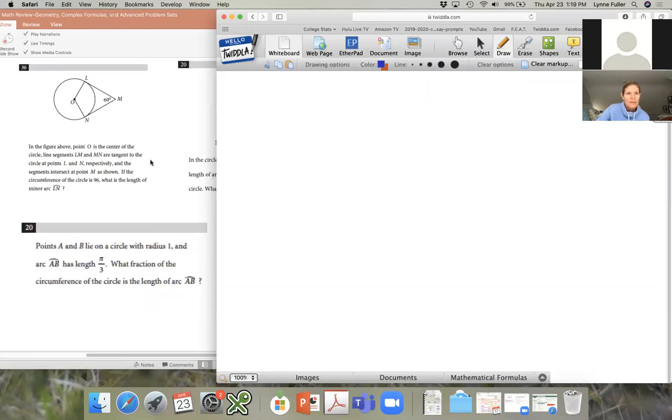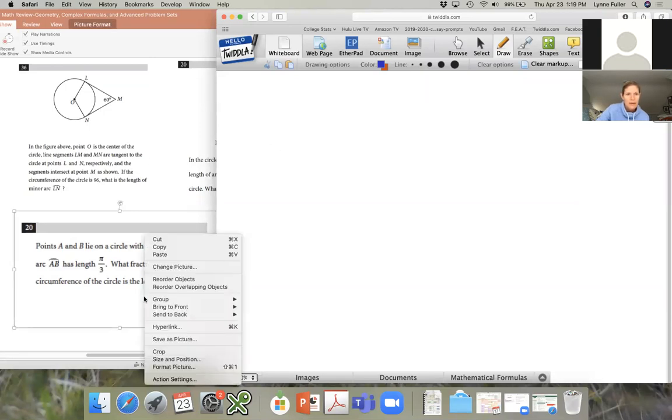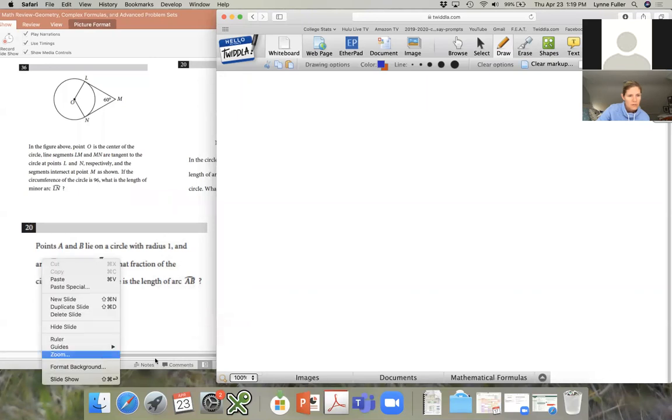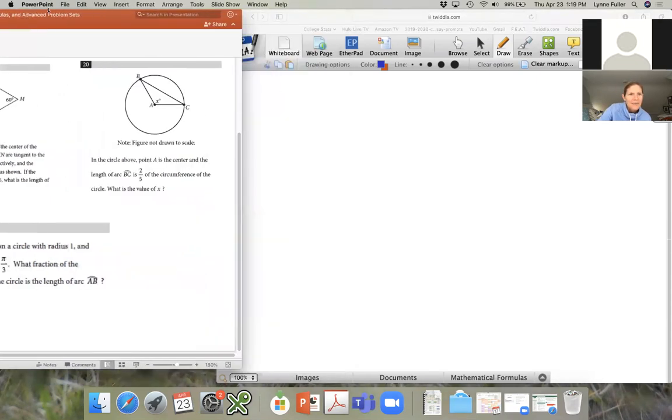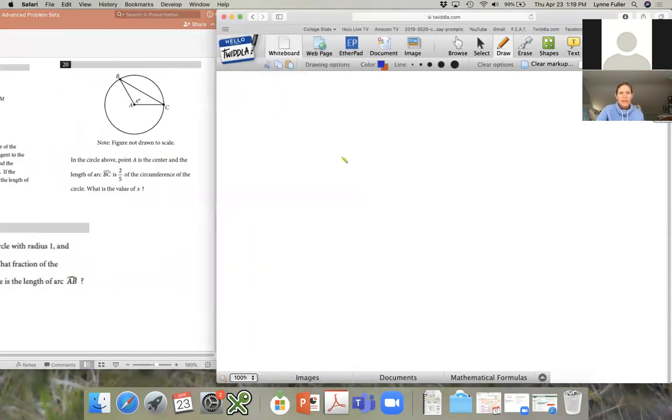Okay, I'm going to slide over here to number 20. If I can actually get it to click. There we go. Okay, so here's another length of the arc problem.